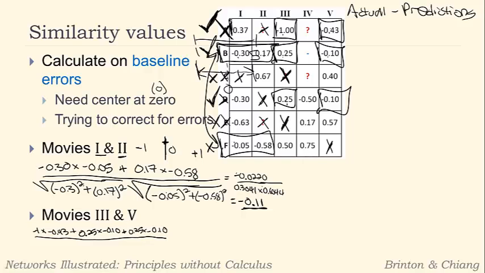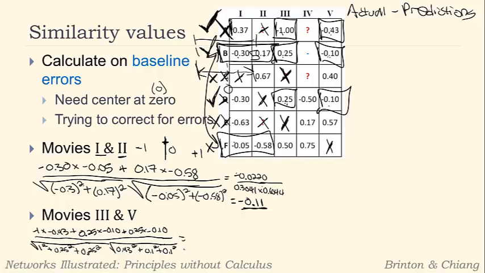Then we divide by the square root of this squared plus this squared plus this squared, times the square root of this squared plus this squared plus this squared. So we do the square root of 1 squared plus 0.25 squared plus 0.25 squared, times the square root of 0.43 squared plus 0.1 squared plus 0.1 squared. Notice I'm omitting the square root, and that's because when you square something, it becomes positive again, so I don't need to write the square roots.